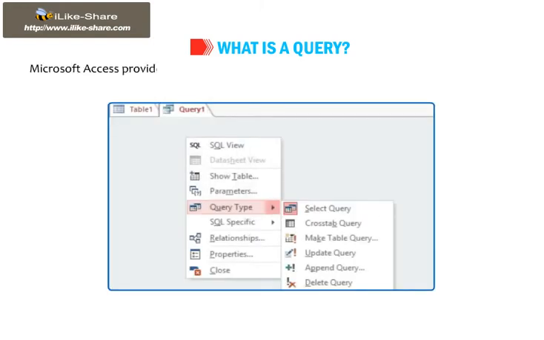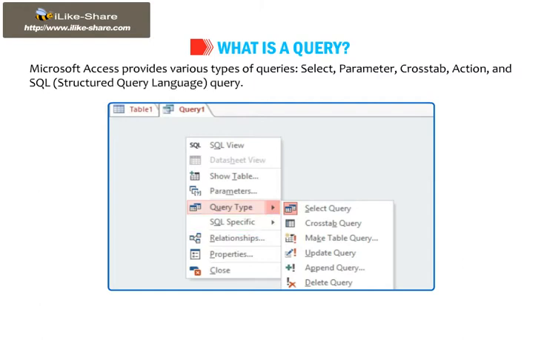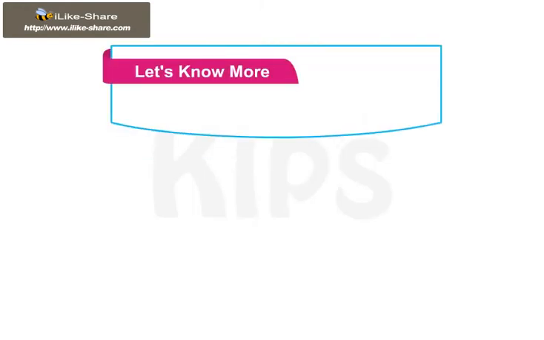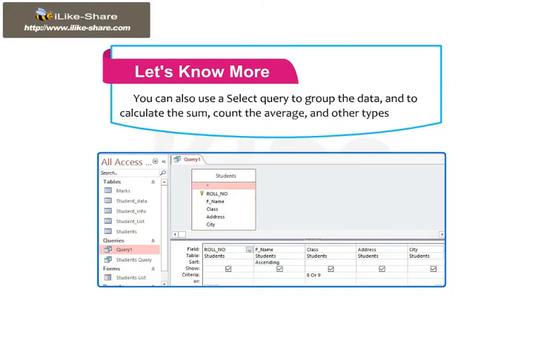Microsoft Access provides various types of queries: select, parameter, crosstab, action, and SQL, structured query language query. Okay, let's know more. A select query retrieves data from one or more tables and displays the record set in a datasheet. You can also use a select query to group the data and to calculate the sum, count, average, and other types of totals.